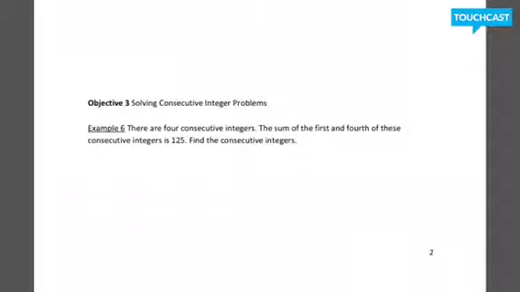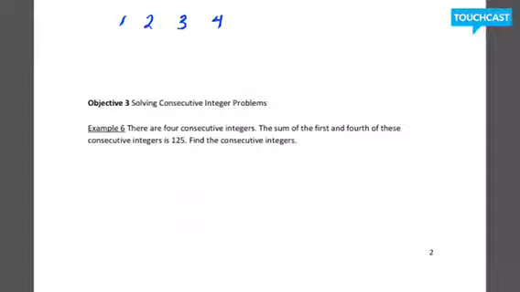Our last objective is about solving consecutive integer problems. In example 6, it says there are 4 consecutive integers. They're going to ask us to do some things involving 4 consecutive integers. So for a minute, I want you to think about what consecutive integers look like. What is a set of consecutive integers? Well, let me write some down for you. How about 1, 2, 3, and 4? Those are 4 consecutive integers.